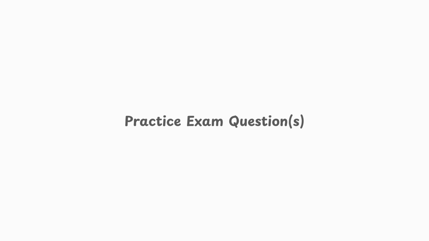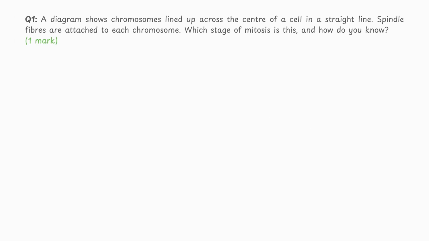Let's dive into some exam-style practice questions. You can pause the video and try it yourself. A diagram shows chromosomes lined up across the center of a cell in a straight line. Spindle fibers are attached to each chromosome. Which stage of mitosis is this, and how do you know?